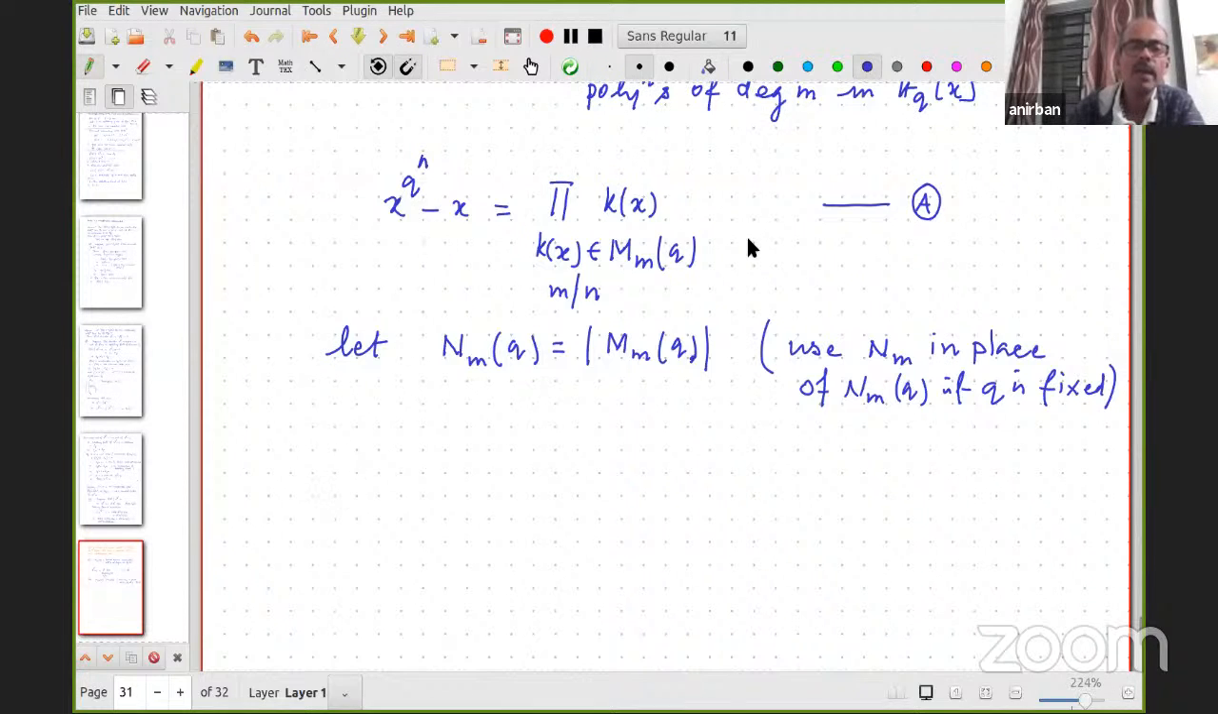Now we compare the degrees of these polynomials. We have two polynomials, we equated them in A, so we just compare their degrees.